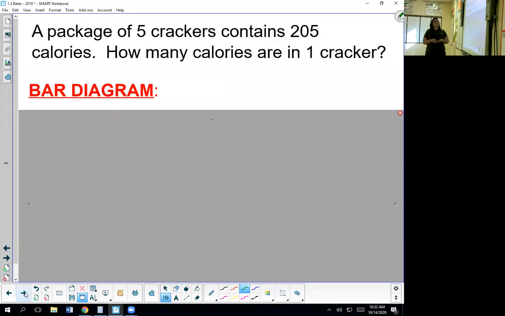Okay, here's another one. I have 5 crackers and they contain 205 calories. So all 5 have 205 calories. How many calories are in 1 cracker? Again, how many calories are in one of them?